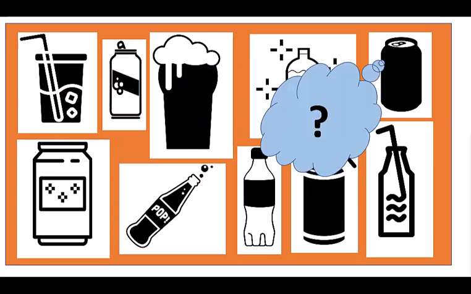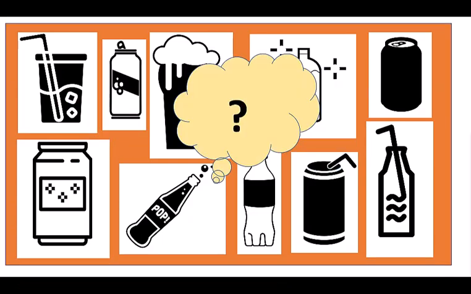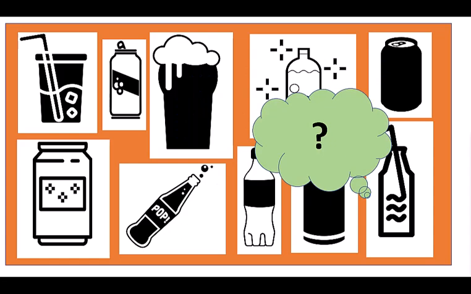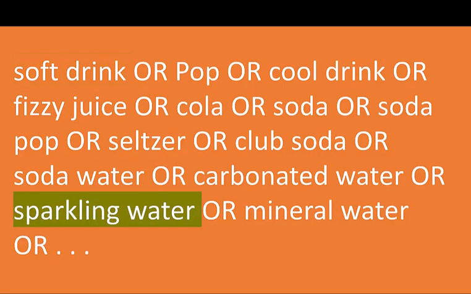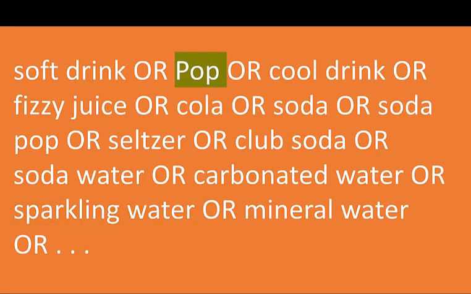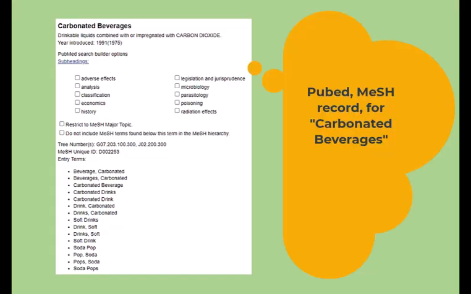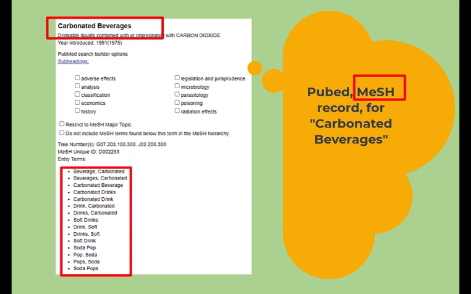Let's say I'm doing a search for literature about carbonated beverages and diabetes. There are so many terms that refer to carbonated beverages, I'm not sure which ones to use in my search string. In an instance like this, controlled vocabulary is especially helpful to use. MeSH, the controlled vocabulary in PubMed, designates the words carbonated beverages to stand in for all of the synonyms you see listed here.